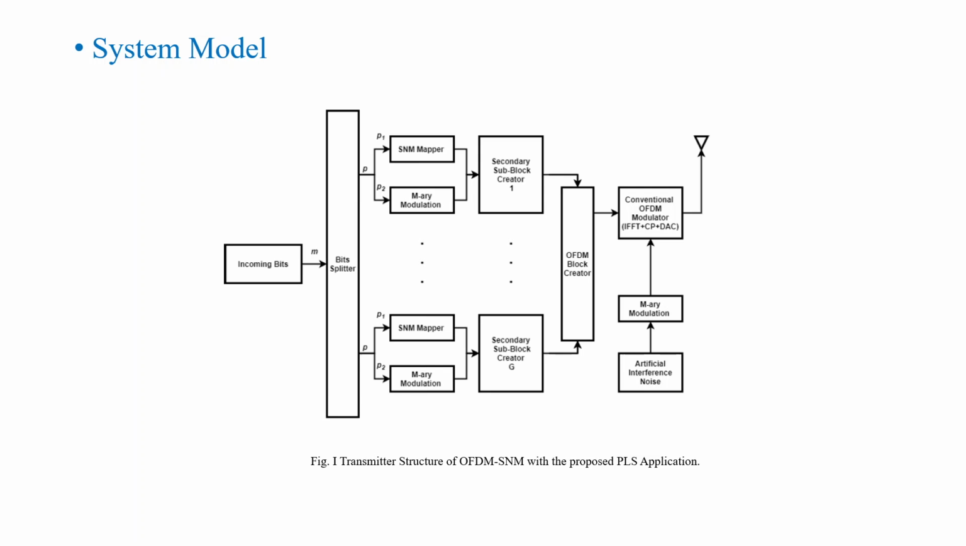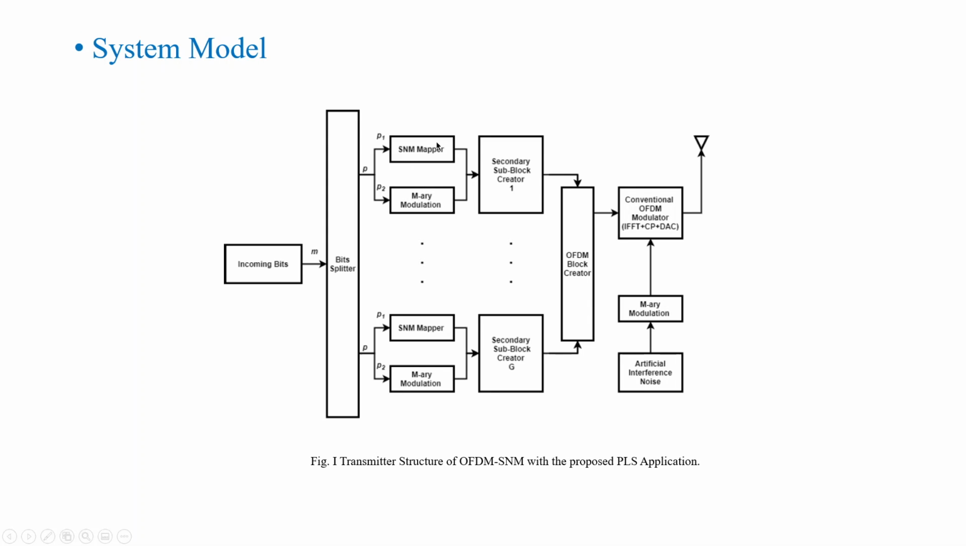So let me go through this figure one by one to give you a better understanding. Firstly, let's imagine that we have incoming bits and their number is m. These m bits go into the bit splitter, and we divide them into g different groups, and in each group we have p bits, and these p bits are divided as p1 and p2 in each of the g groups. The p1 is the SNM mapper, which I will talk about in the following slides, and p2 is responsible for the M-ary modulation.